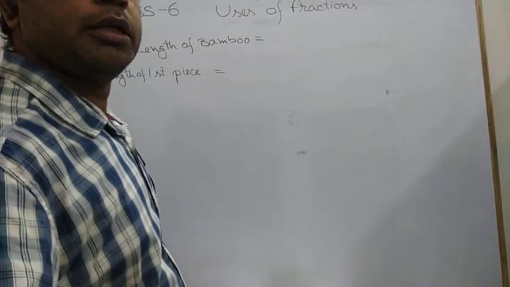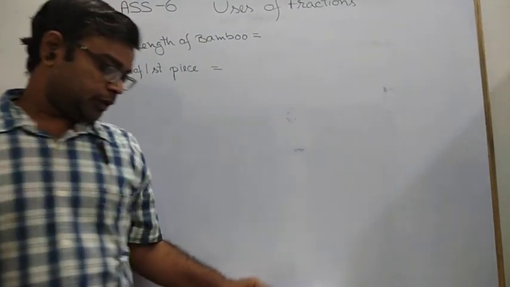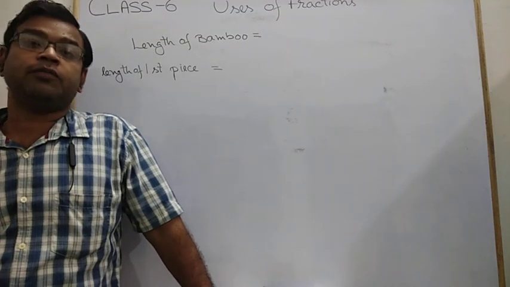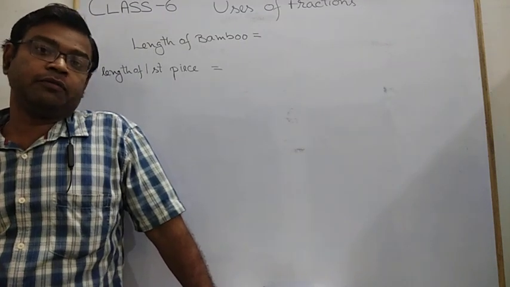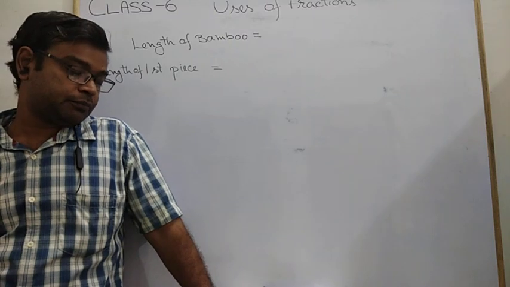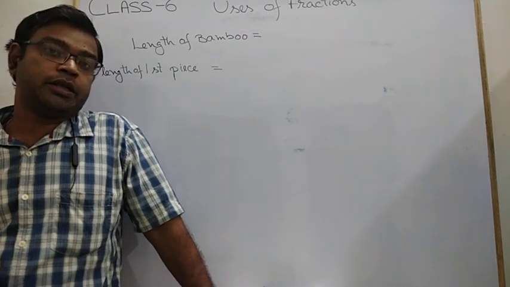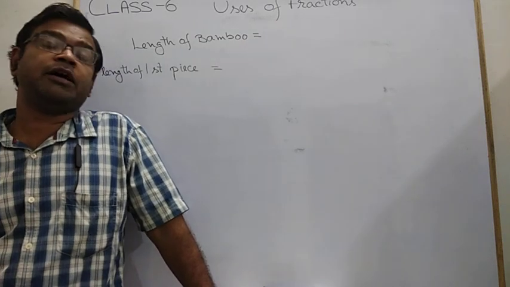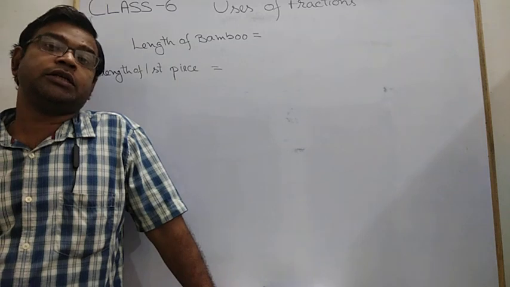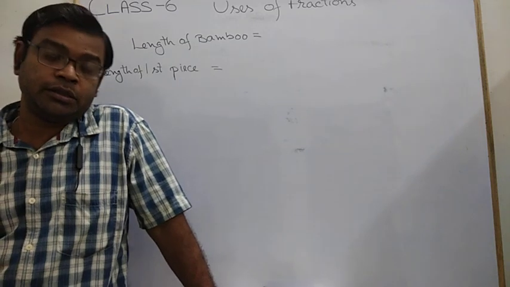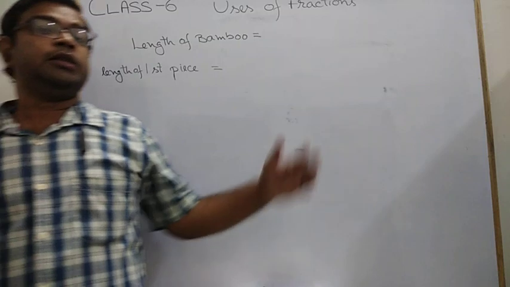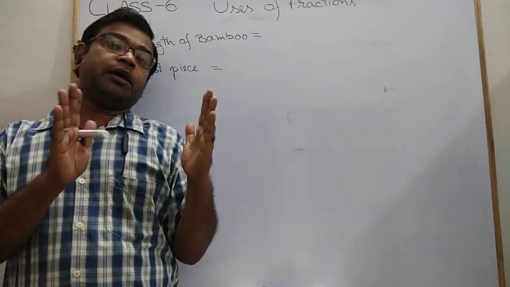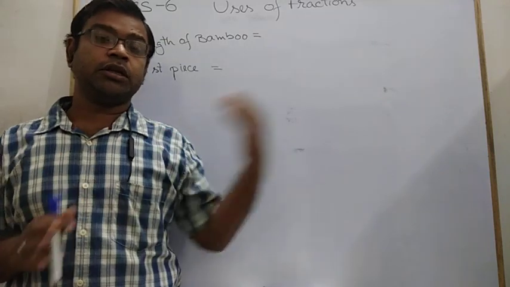Now the second question says that there is a bamboo of length 2 whole 3/4 meter. That bamboo was broken into 2 pieces. The length of the first piece was 7/8 meter. So what is the length of the second piece? In this type of question, the total length is given to you, and not only the total length but also some part of the length is given to you. The question asks for the remaining part.